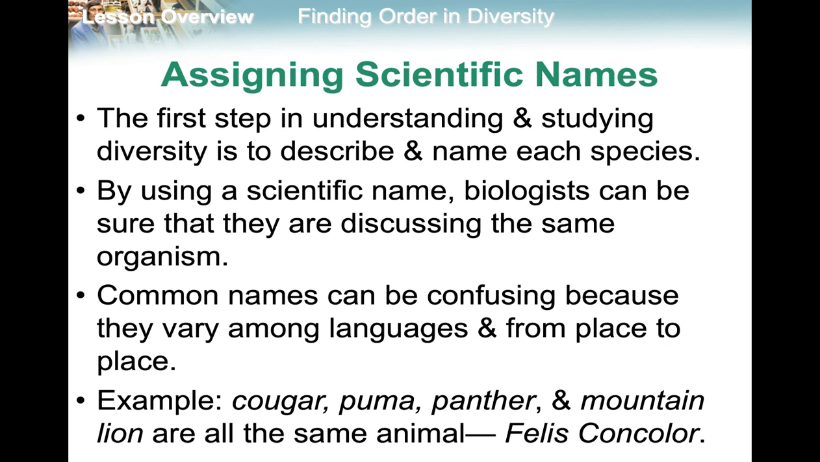Because common names like that can vary from place to place, it can sometimes get confusing as to what animal you're talking about. So another good example of that is the animal cougar, puma, panther, and mountain lion. They're all actually the same animal, but what they are called in different regions around the country is different. Their scientific name is actually Felis concolor.